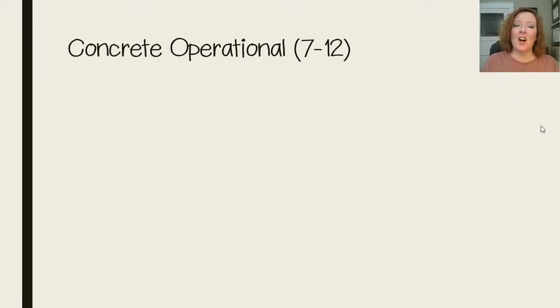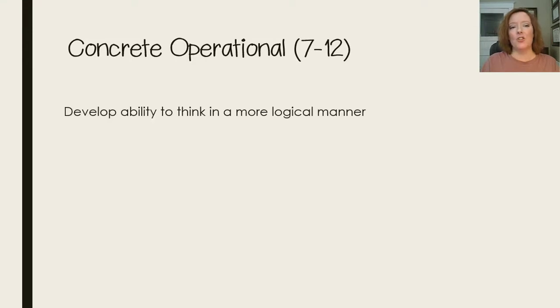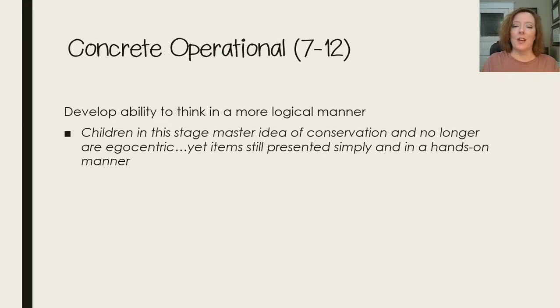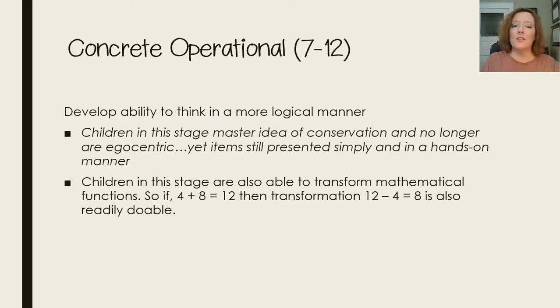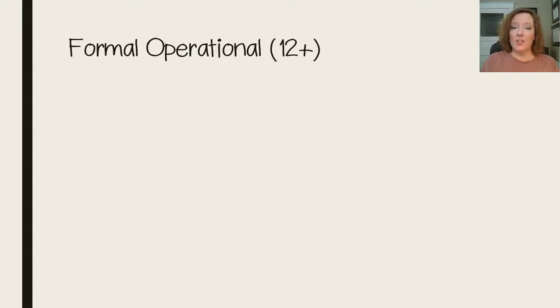The next stage is concrete operational, and this is between the ages of 7 and 12. At this stage, children develop the ability to think in a more logical manner. At this stage, they master the idea of conservation, so they've got that down, and they no longer are egocentric, yet items are still presented very simply and in a very hands-on manner. Children in this stage are also able to transform mathematical functions. So, for example, if 4 plus 8 equals 12, then transformation of 12 minus 4 equals 8 is also readily doable. The next stage is formal operational, and this is basically 12 and up.